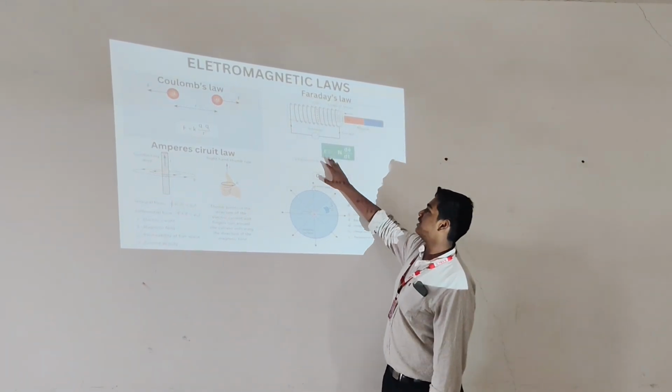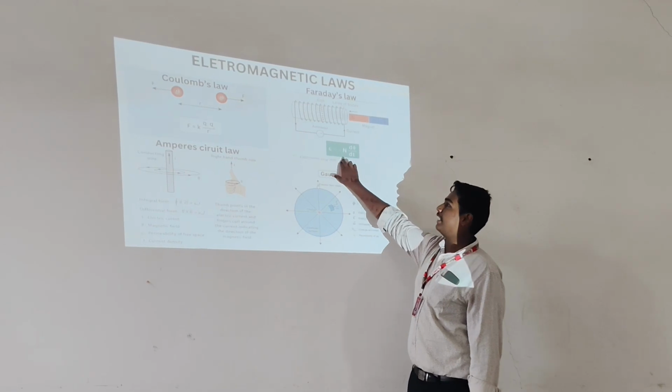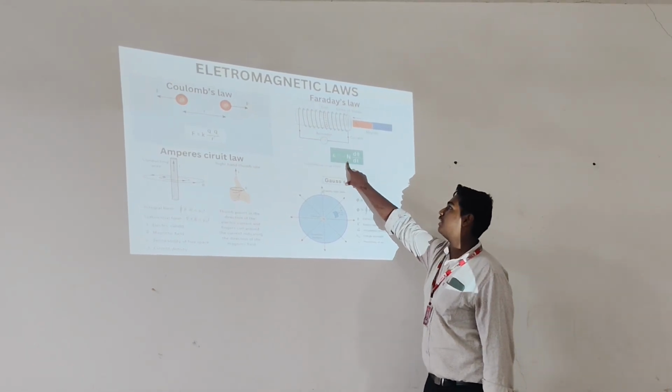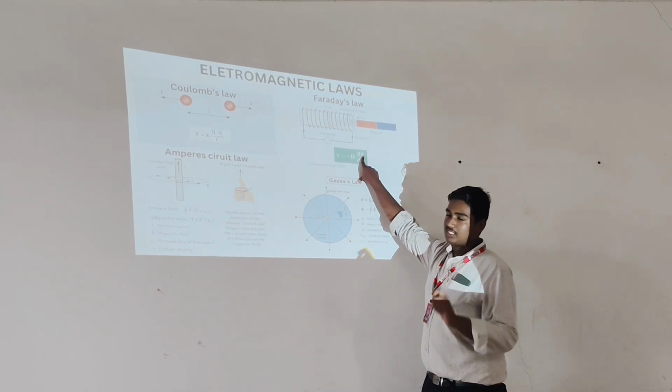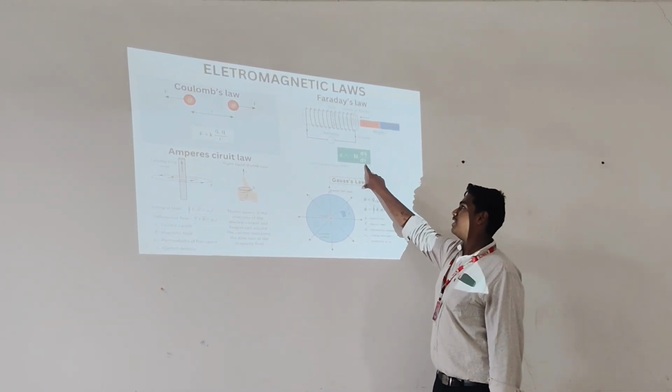The equation says E equal to minus N d phi by dt, where N indicates the number of turns, d phi is the change in magnetic flux, and dt is the change in time.